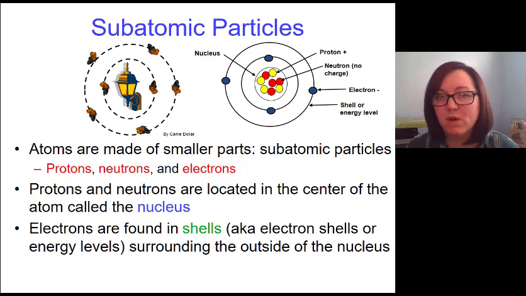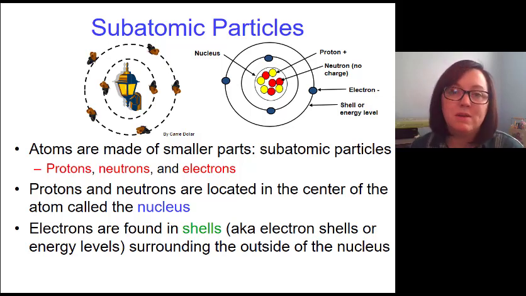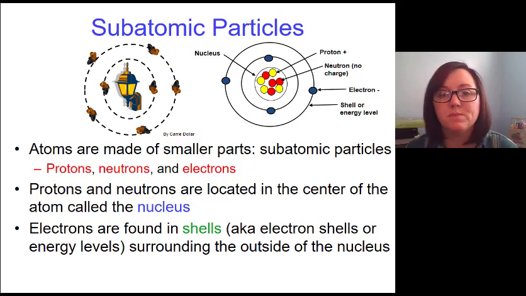We're going to pretend these are the smallest things in an atom, but in reality, there are smaller pieces that make up things like protons and neutrons. So we have protons, neutrons, and electrons. The protons and the neutrons are located in the center of the atom called the nucleus. The electrons are located outside of the nucleus in areas that we're going to refer to as electron shells.